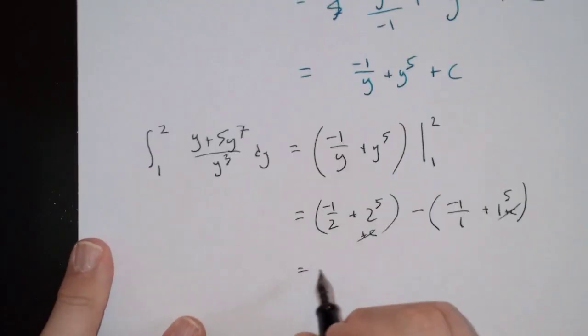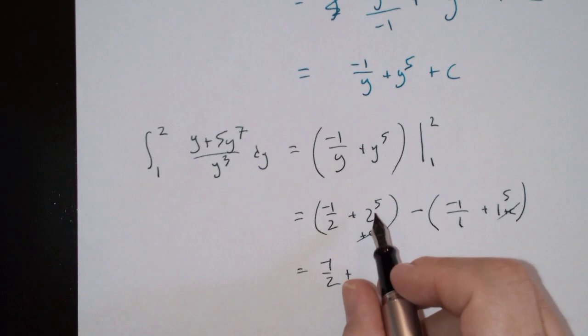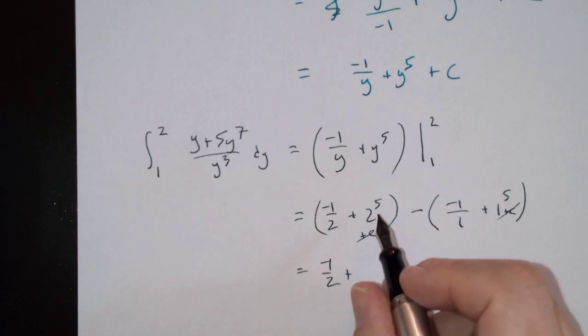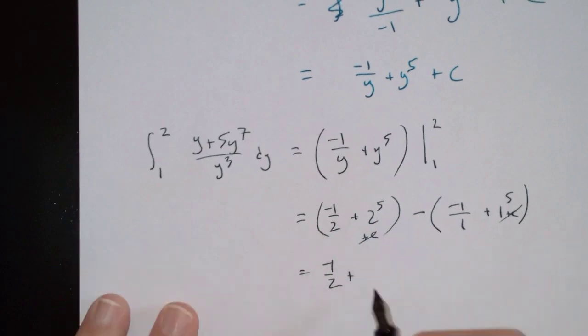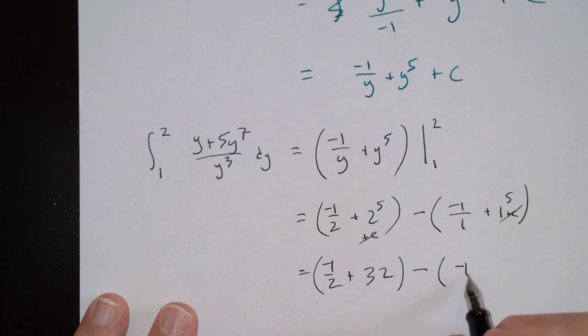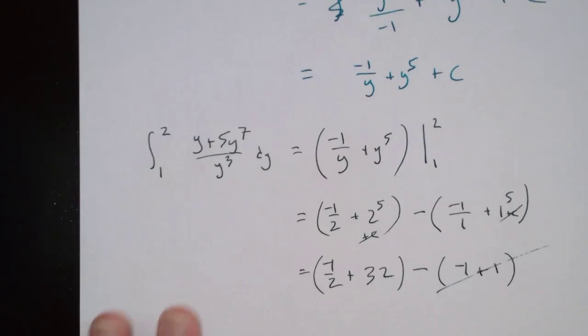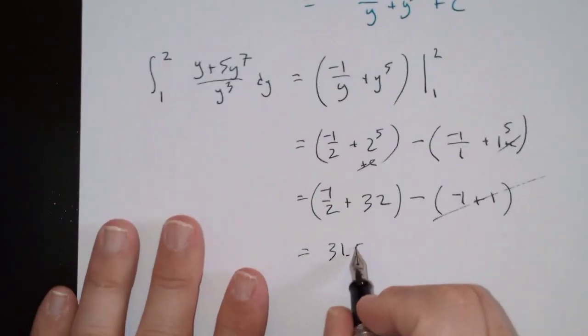So wait a minute. Negative 1/2 plus 2 to the 5th. 2, 4, 8, 16, 32. Minus negative 1 over 1, that's negative 1, plus 1 to the 5th. 1 times 1 times 1 times 1, that's 1. Wait a minute, negative 1 plus 1, that's 0. So I get 31.5.